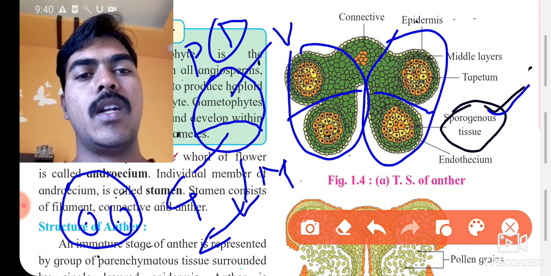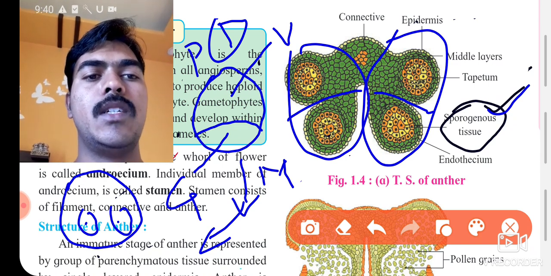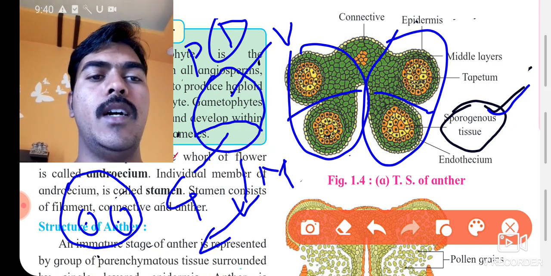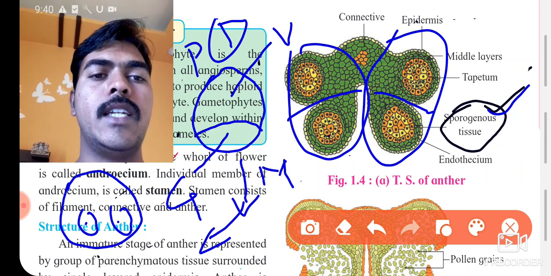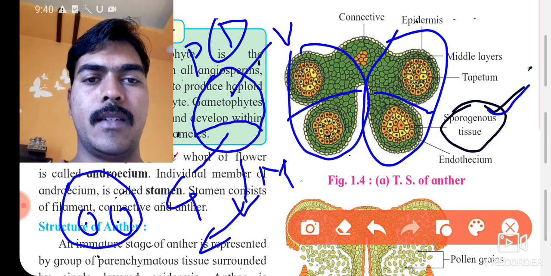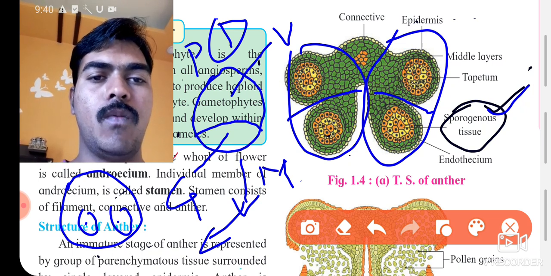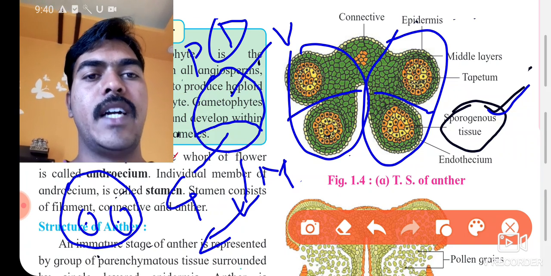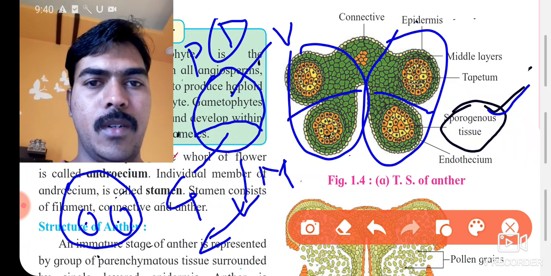And now this pollen grain, it is deposited or pollinated on the stigma of female reproductive structure of flower, and that leads to formation of pollen tube, and which result into fertilization, that we will talk in the next video.